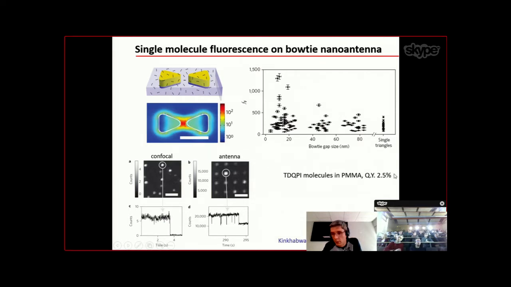Again, quantum yield, as you can see here, 2.5%. We take a low quantum yield to really maximize the fluorescence gain. If you take a high quantum yield dye, you'll never reach 1,000.